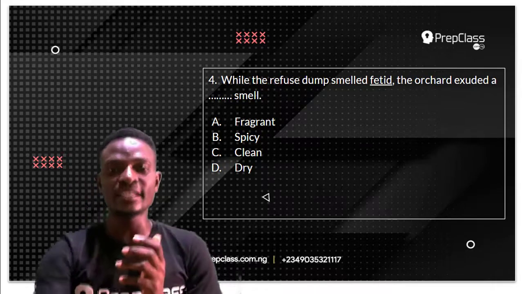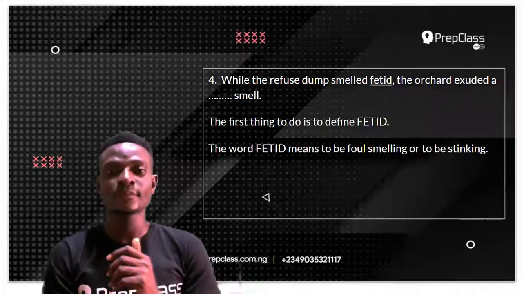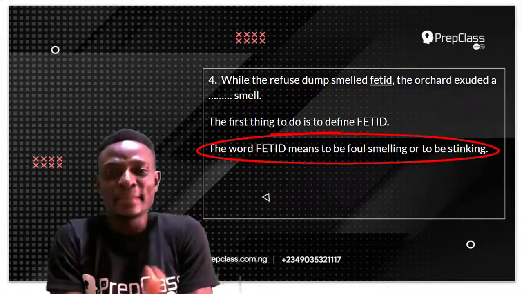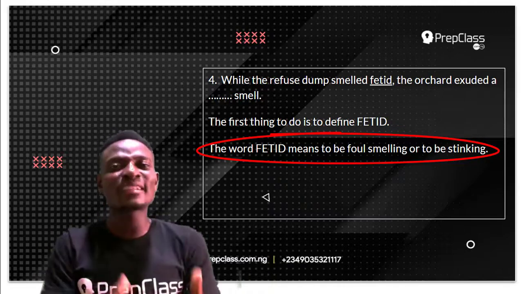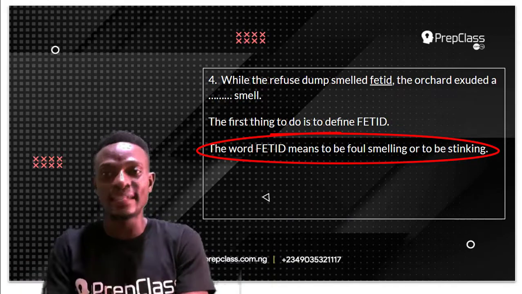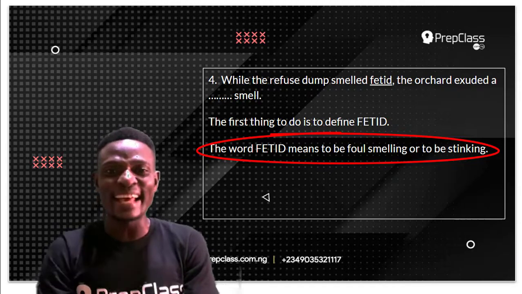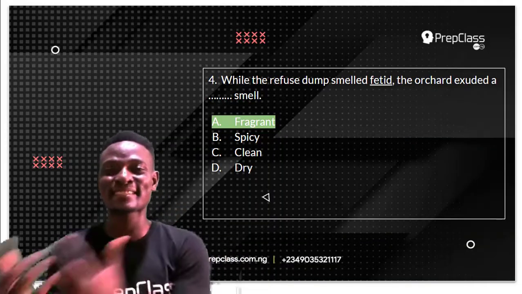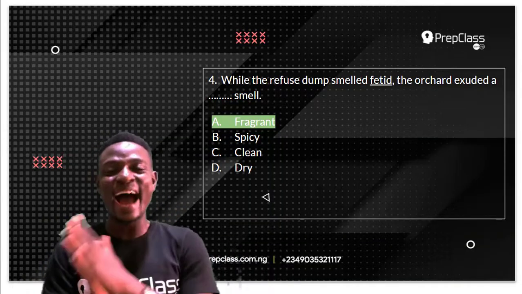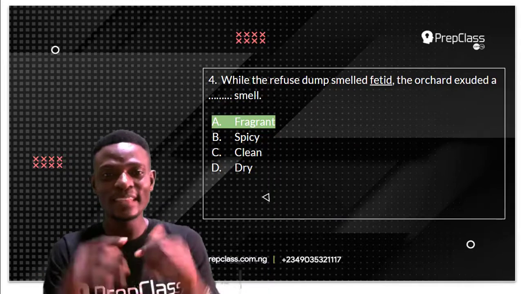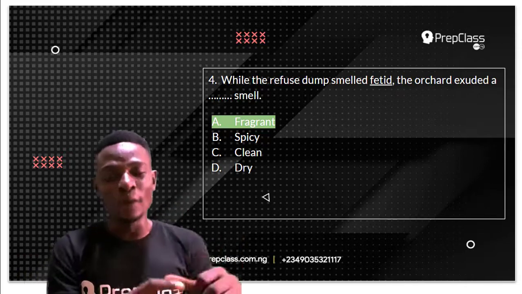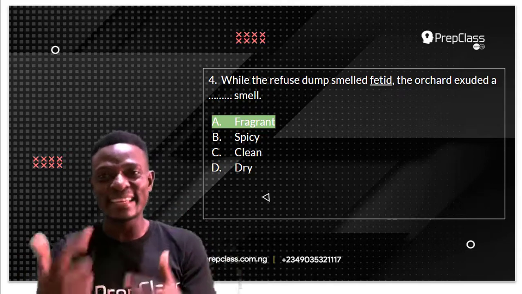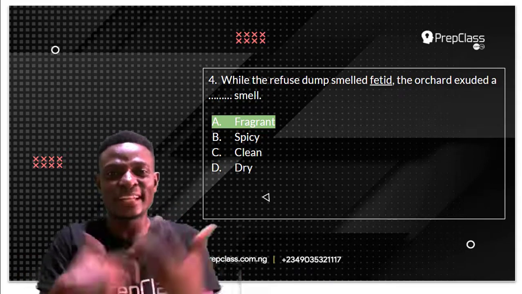The first thing to do is to define the word fetid. Now, the word fetid means to be foul smelling or to be stinking. While the refuse dump was foul smelling, the orchard exuded a fragrant smell. That is the answer to this question. If the refuse dump had a terrible smell, a stinking smell, that means the orchard exuded a fragrant smell.